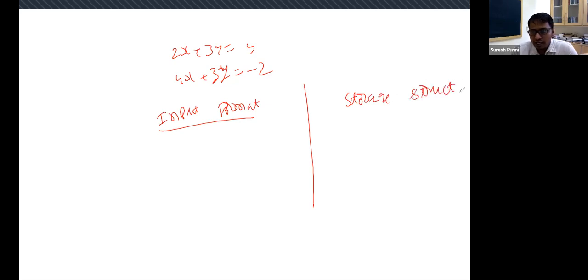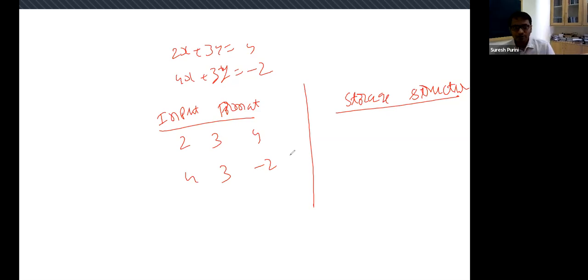You may use a 2D array to store it. But how do you input it? The input format can be simply 2, 3, 4, 4, 3, minus 2. Will this input format work? Don't try to have an input like 2x plus 3y is equal to 4, 4x plus 3y is equal to minus 2. When you try to give input like this, it becomes a mess. So this is the input format which you should try to give.